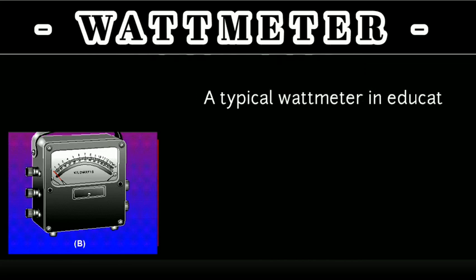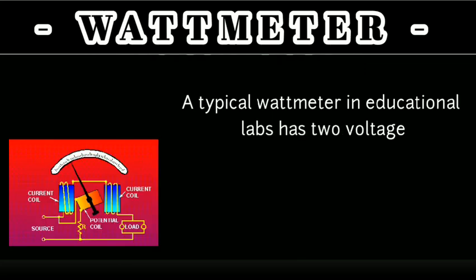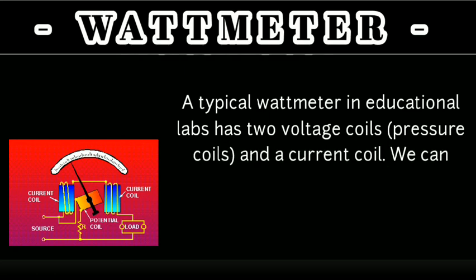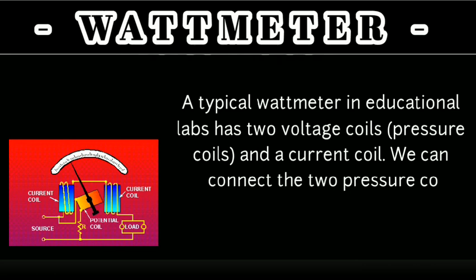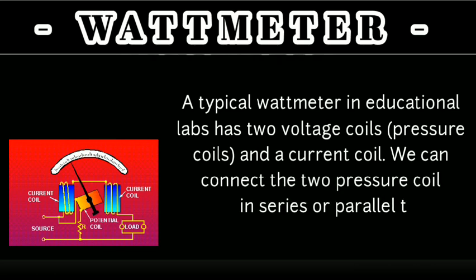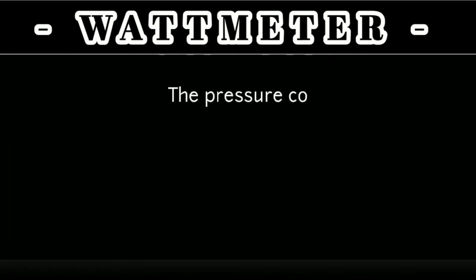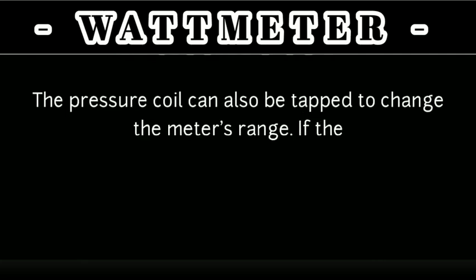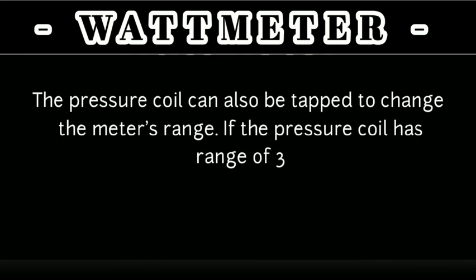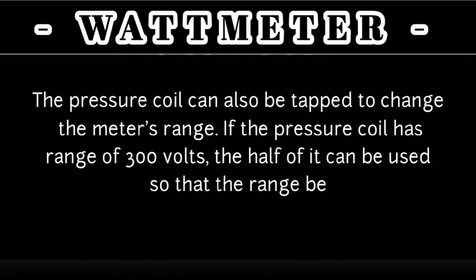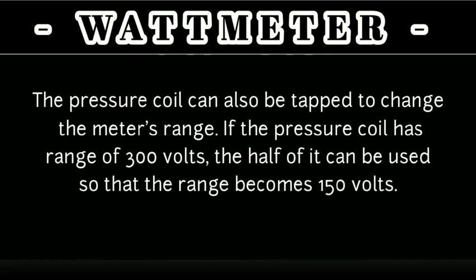A typical wattmeter in educational labs has two voltage coils, pressure coils, and a current coil. We can connect the two pressure coils in series or parallel to each other to change the ranges of the wattmeter. Another feature is that the pressure coil can also be tapped to change the meter's range. If the pressure coil has a range of 300 volts, half of it can be used so that the range becomes 150 volts.